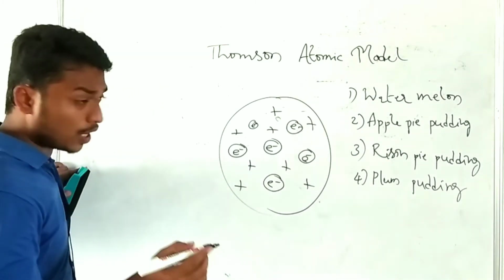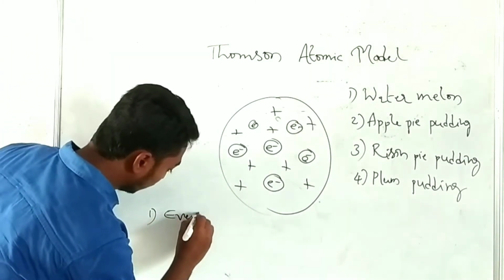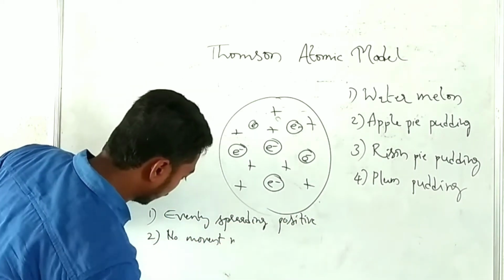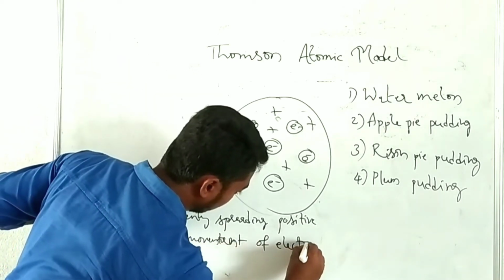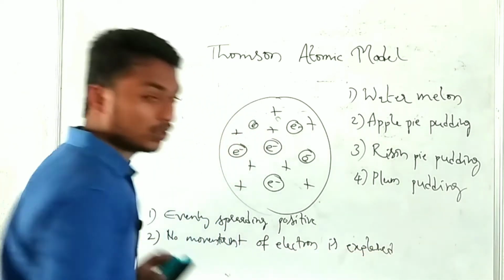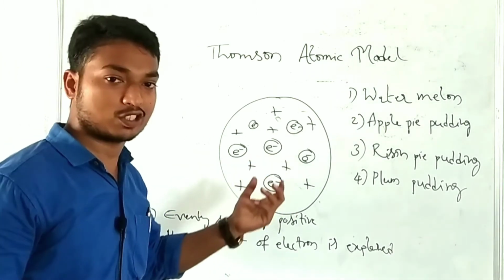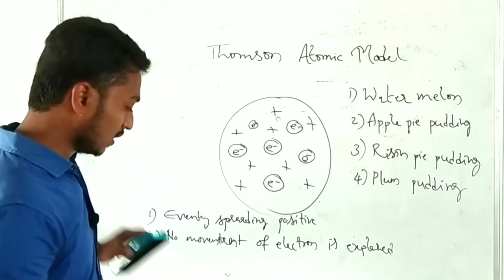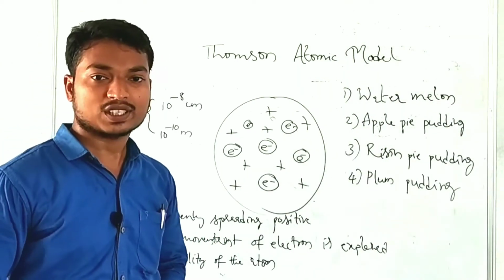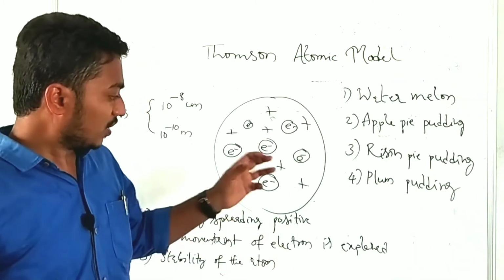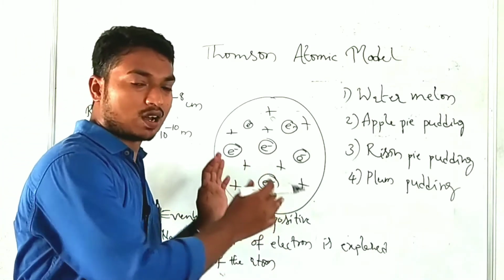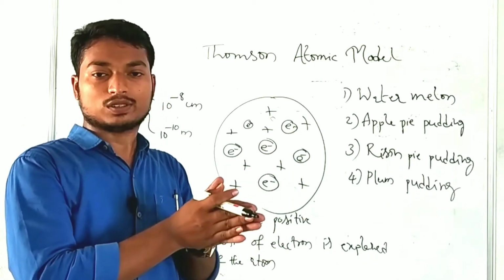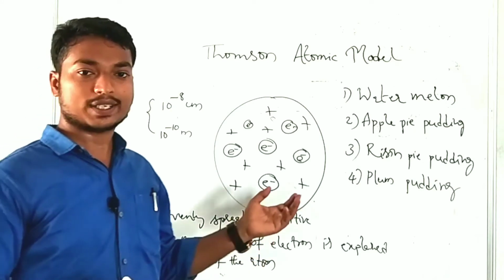The main drawbacks of this model are that the electrons are embedded in the positive part of the atom, so no movement of electrons is explained here. One more drawback is that the stability of the atom is not explained. If the electrons and positive part are closely together, how does the atom become stable? This stability is not explained in this model.